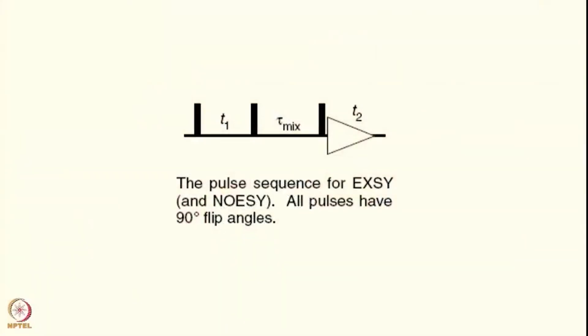So, now we will look at another kind of transfer process which is based on the dipolar interaction. The dipolar interaction leads to what we call the nuclear Overhauser effect, and that is the NOE. NOE correlated spectroscopy, or briefly this is written as NOESY. It is also called exchange spectroscopy.